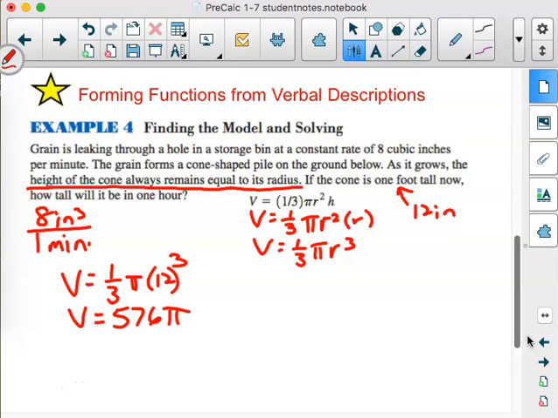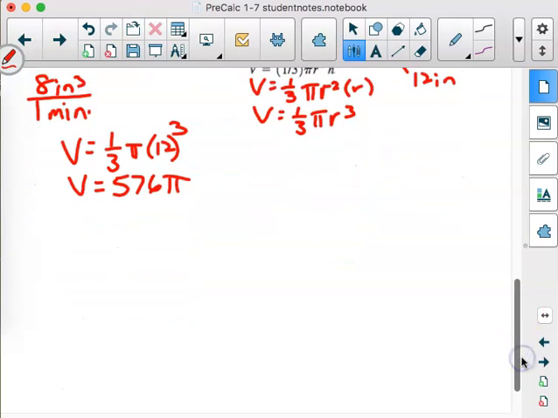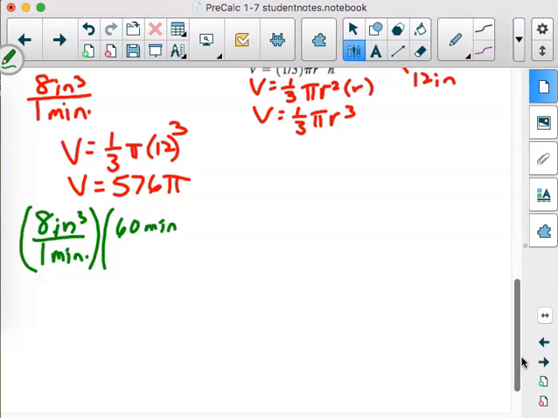So that's what it is right now, but here's the problem. There's a whole bunch of grain coming out of there at a constant rate of 8 cubic inches per minute. And it says, how tall will it be in 1 hour? Well, it's already been leaking grain for 1 hour. So let's find out how much grain. 8 cubic inches in 1 minute. And there are 60 minutes in 1 hour.